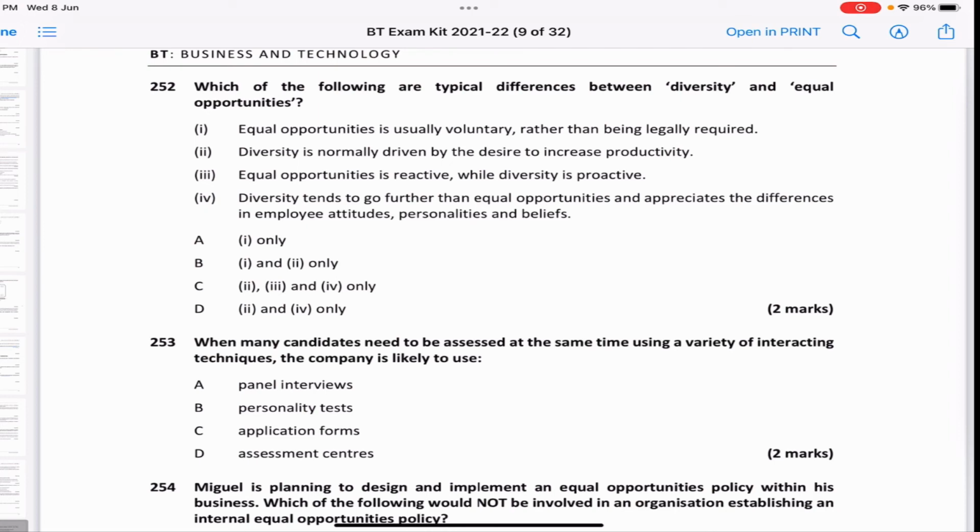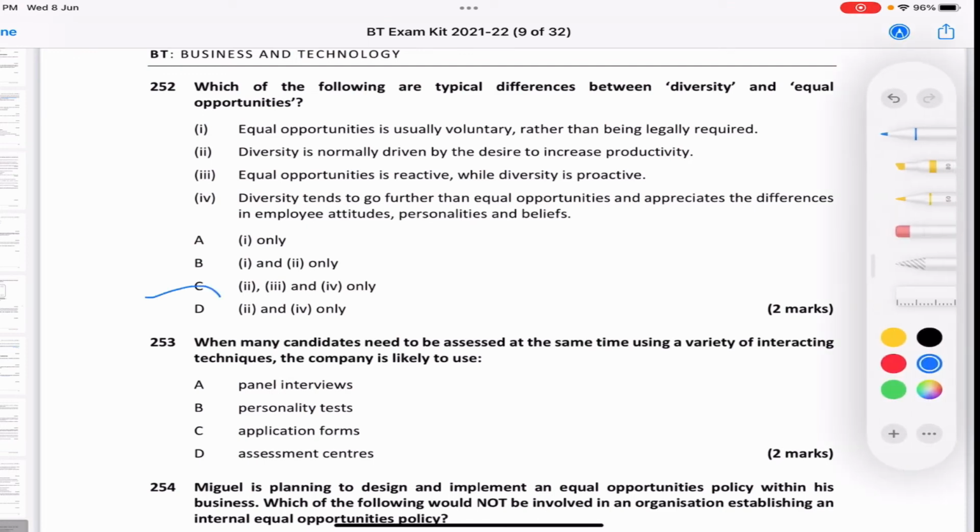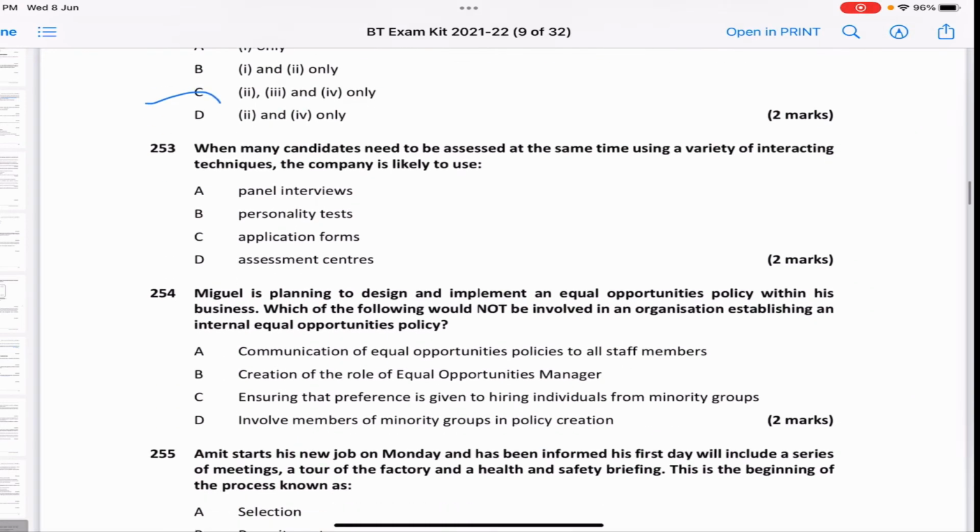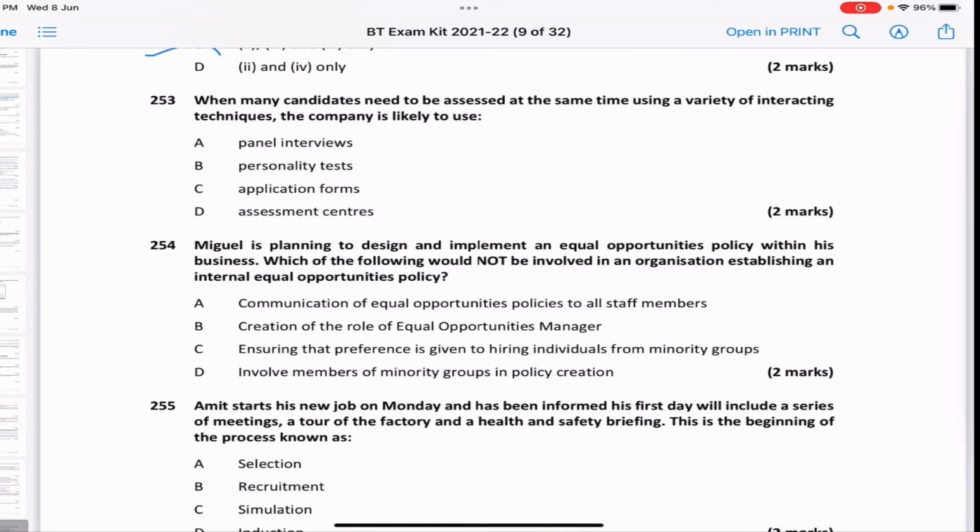Okay, so the answer would be 2, 3, and 4. Equal opportunities is reactive and diversity is proactive. So the answer is 2, 3, and 4. When many candidates need to be assessed at the same time using a variety of interacting techniques, the company would be using the assessment centers.